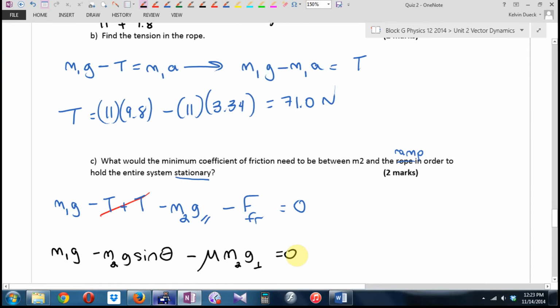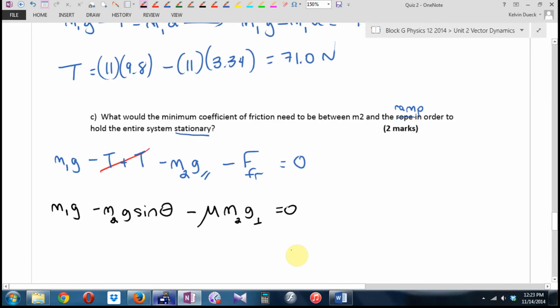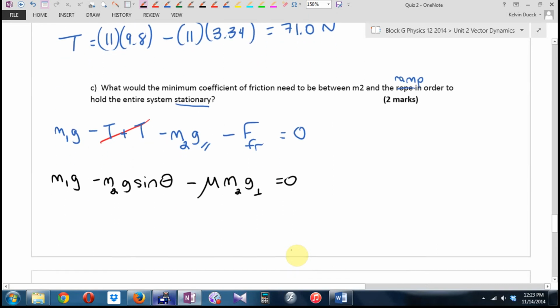I got a mu, and they're asking me to find what mu is. And the normal force is M2G perpendicular, of course it is. So I'm going to get M1G minus M2G sine theta minus mu M2G cos theta equals 0.